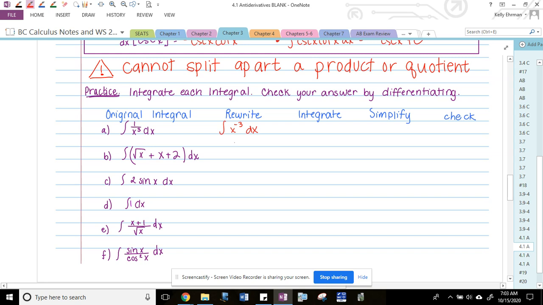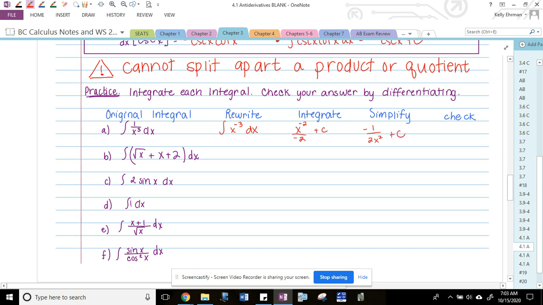And so I'm thinking of this power rule. Remember, the integration is add 1 to the exponent and divide by that new exponent. So when you add 1, you get x to the negative 2, divided by negative 2, and then plus c. Simplify, like we don't like negative exponents. So negative 1 over 2x squared plus c.